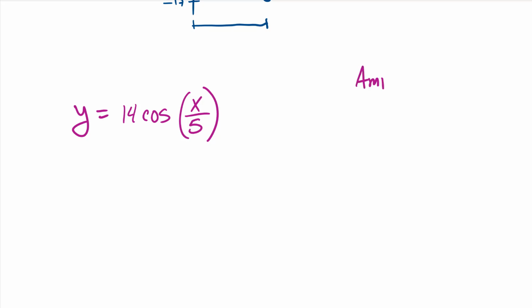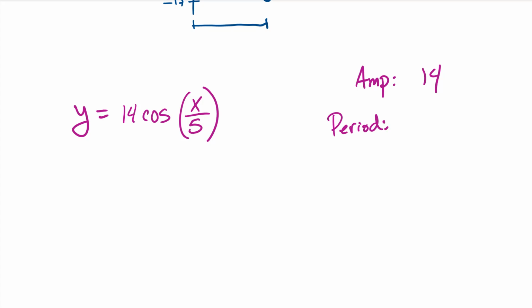Another one. Let's go. Y is equal to 14 cosine of x over... stop writing 17. Stop it. Let's call it 5. Again, we want to know what's the amplitude. Hey, let's just write it down: 14. Amplitude's dope. It's no big deal. And now we want to go find that period.